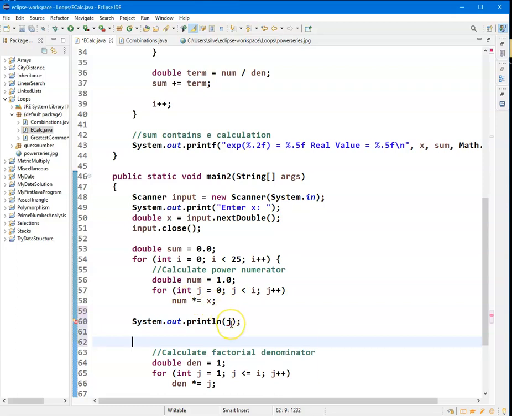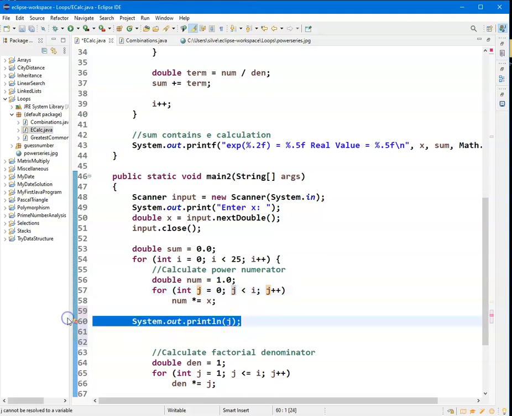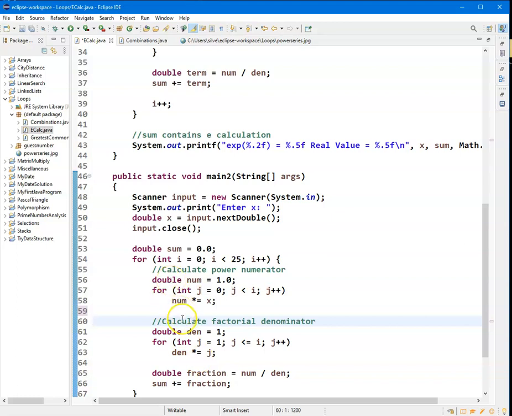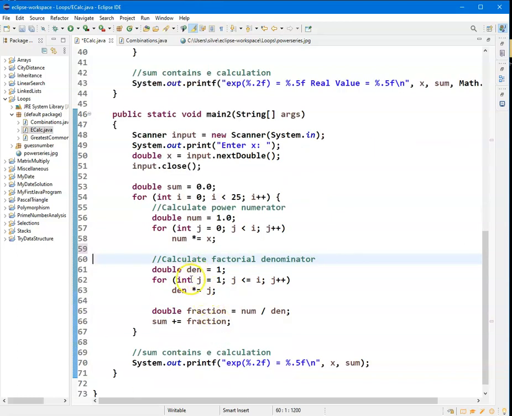j is not defined. If I hover over j, that j can only be used within the for loop. That's it, nowhere else. And so outside the for loop, it's not defined. Understand that. And a lot of times that's what you want. You don't want your variables polluting your variable space. Same thing here for doing the denominator. Start from 1 all the way up to i.